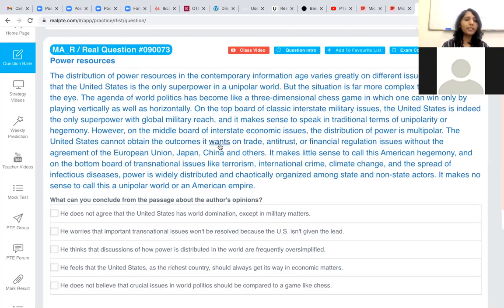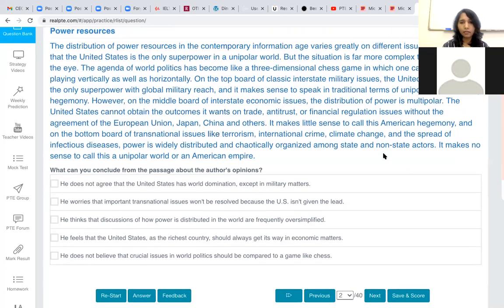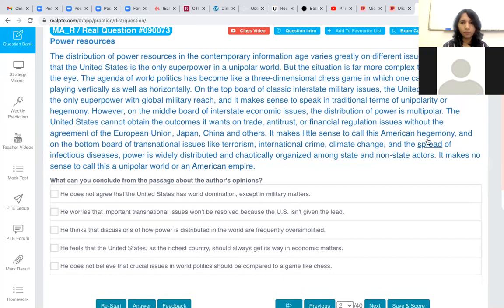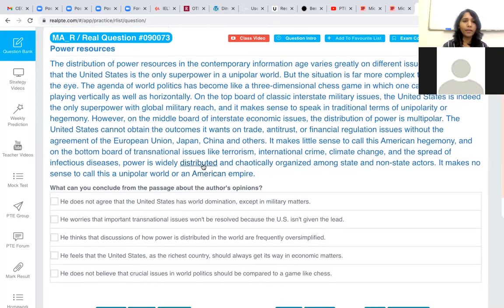Okay, so if you read the first statement, he does not agree that the United States has world dominion except in military matters. So it makes no sense to call this a unipolar world or an American empire. Maybe that's the answer. He worries that important transnational issues won't be resolved because the US isn't given the lead. Does he worry about that? No, I don't think that's the answer. He thinks discussions of how power is distributed in the world.